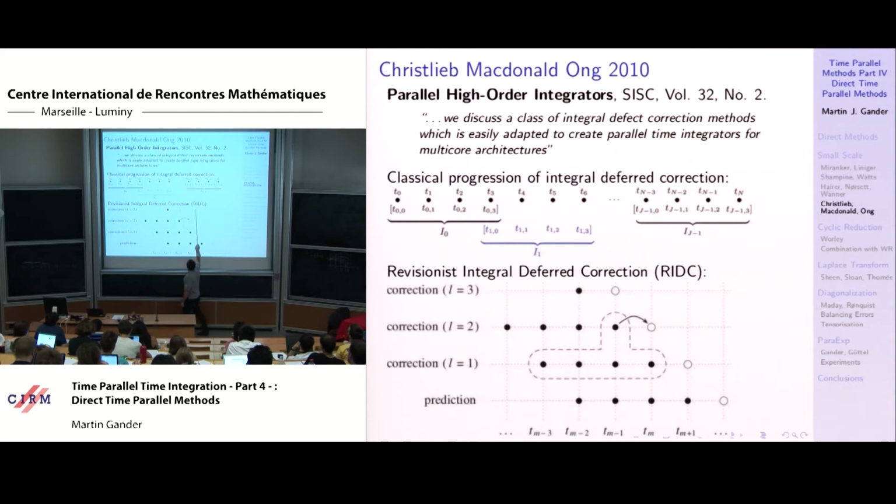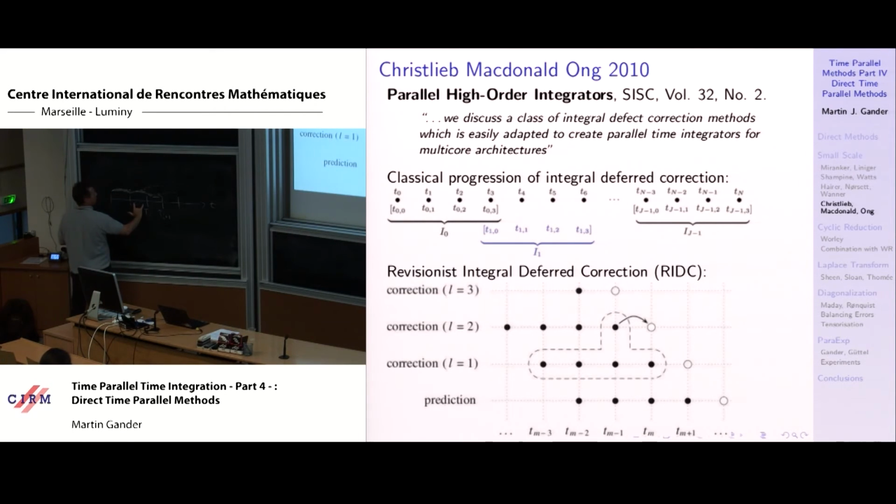Now, the new idea is called revisionist integral deferred correction, or RIDIC. You might hear about this later in your career. This is something that will go for multi-core. It's a very elegant thing to do. What they do is they say, forget about this organization of the calculation in blocks. Don't do blocks like this. Finish the block, this, finish the block, this, finish the block.